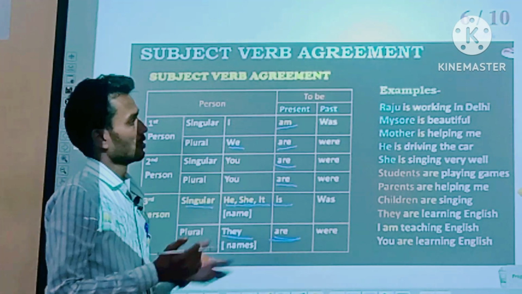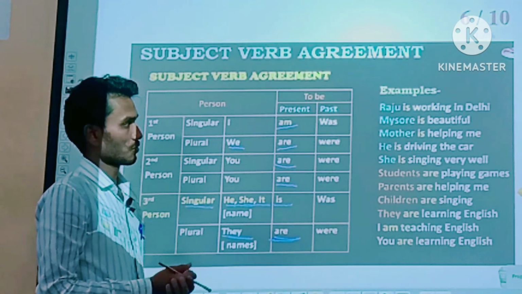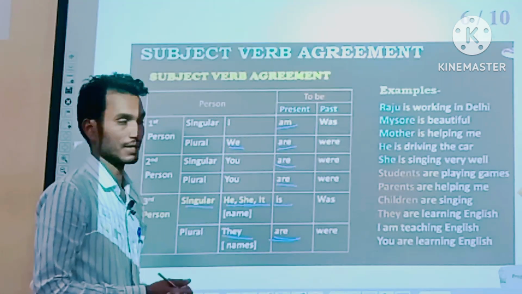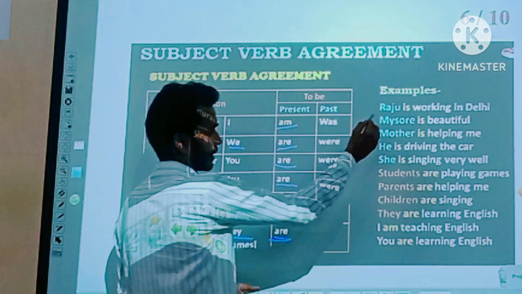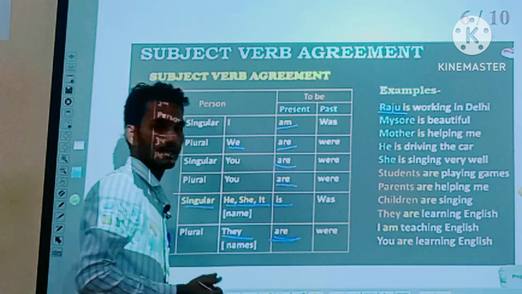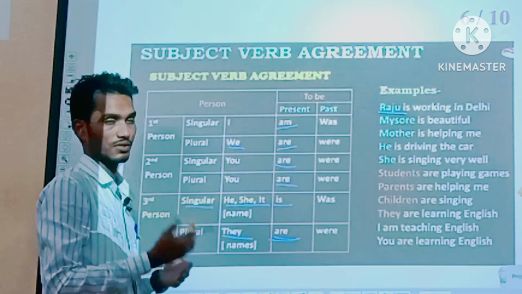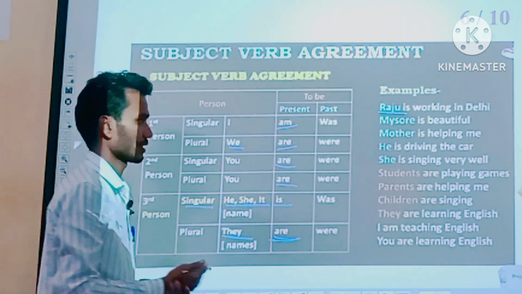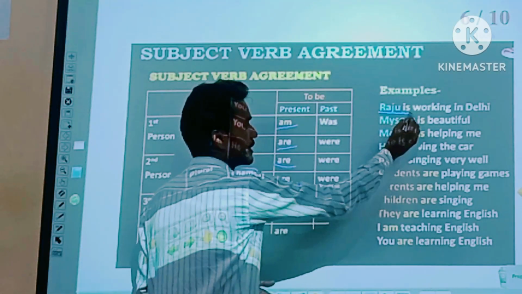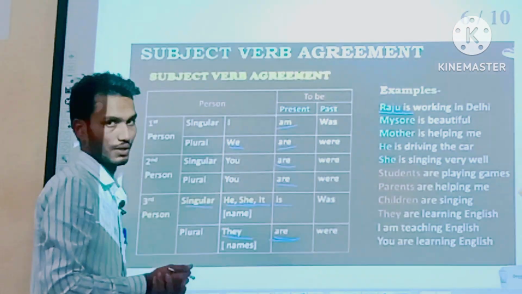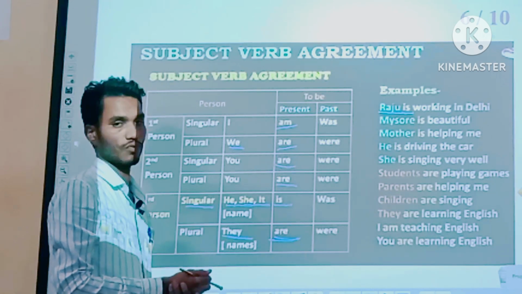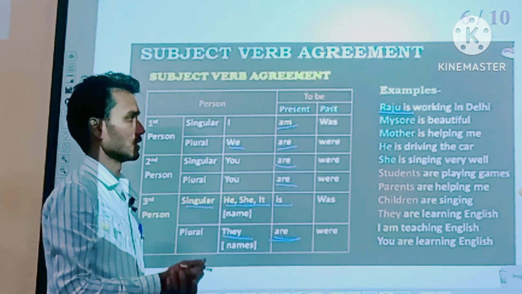Then say for example, Raju is working in Delhi. Here Raju is the subject, and the subject is singular, Raju is a singular subject, right? That's why is should be used, right? Raju is working in Delhi.